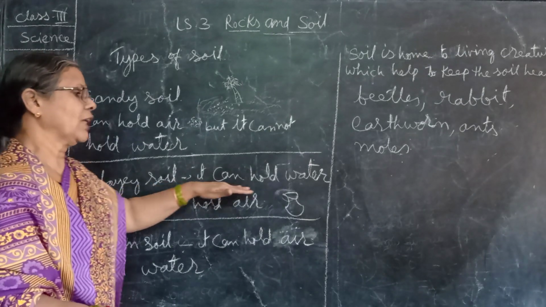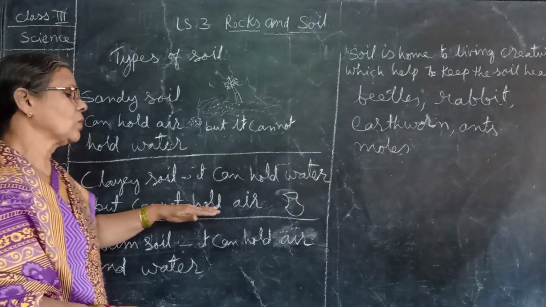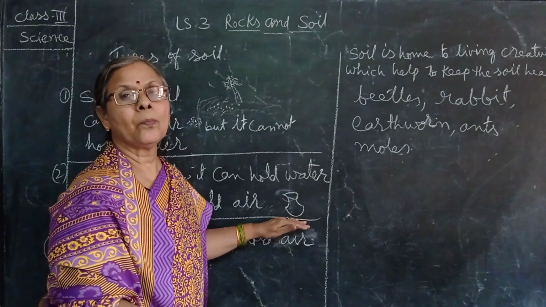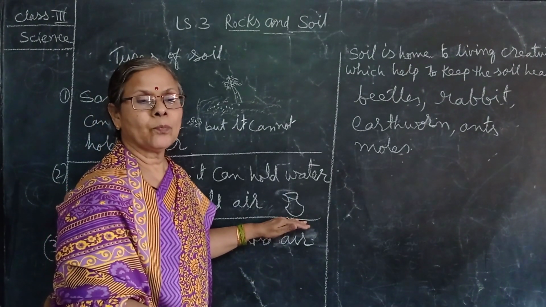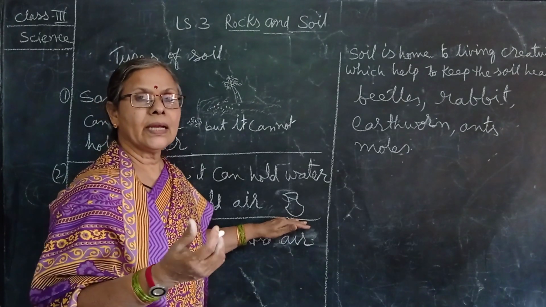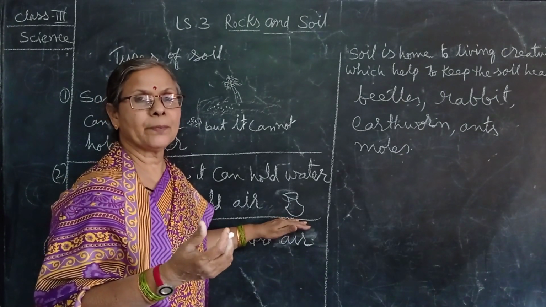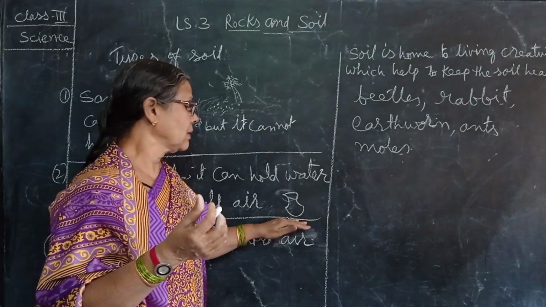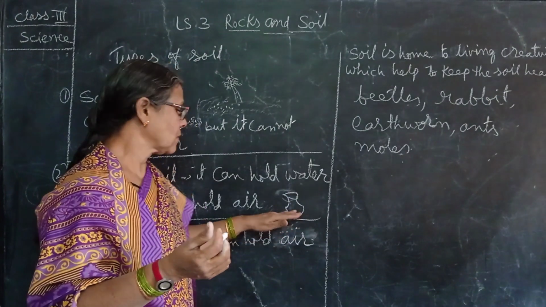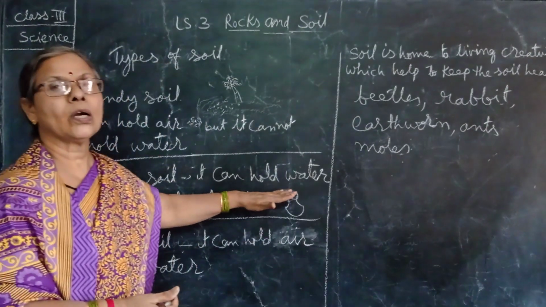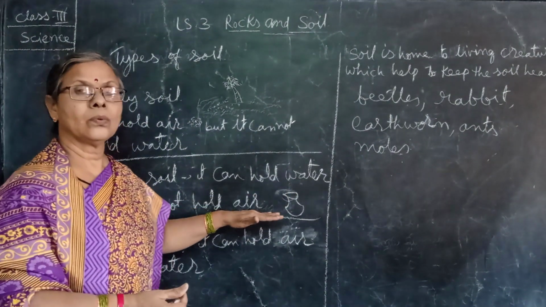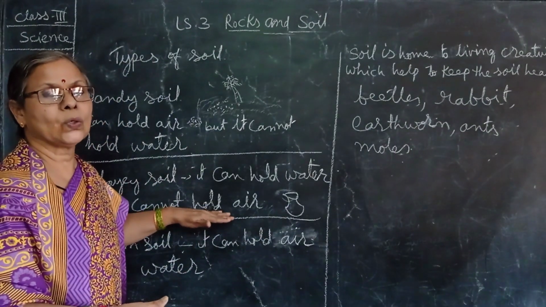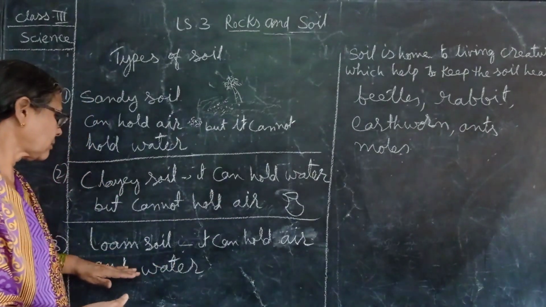Clay soil can hold water but it cannot hold air. Who uses this type of soil? The potter, the pot maker. The pot maker uses this type of soil and he can give it any type of shape. It is so sticky and soft. So that's why it can hold water but it cannot hold air. That's why many types of plants cannot grow in this type of soil.